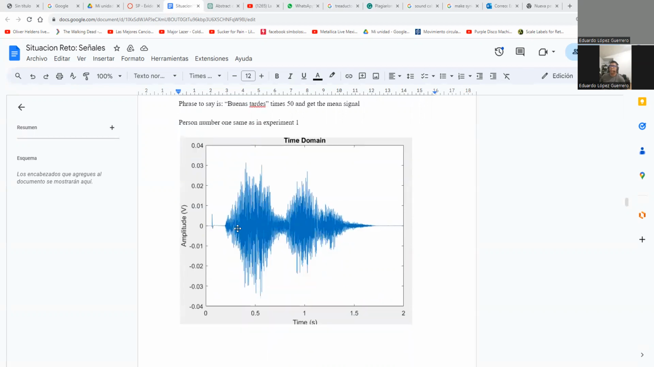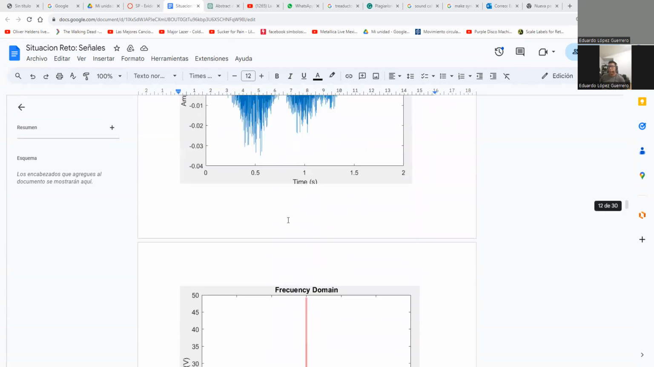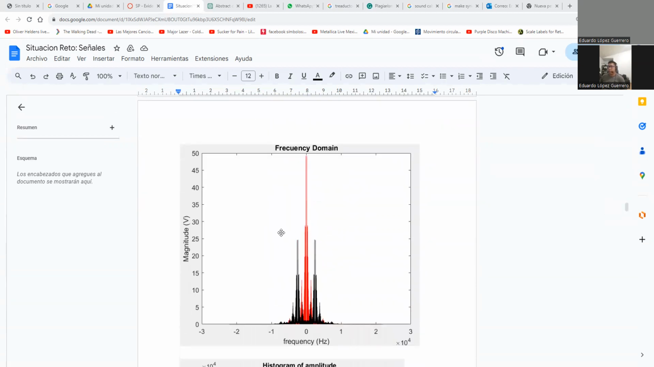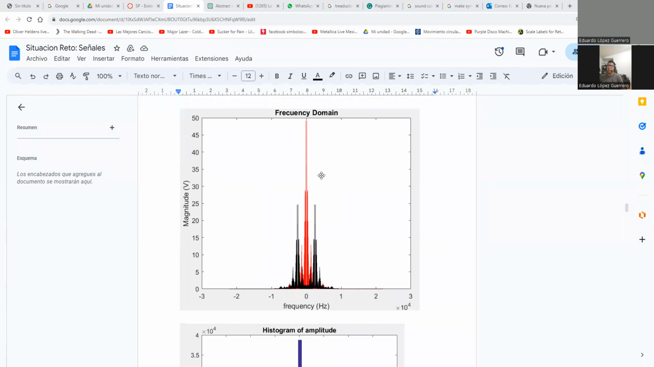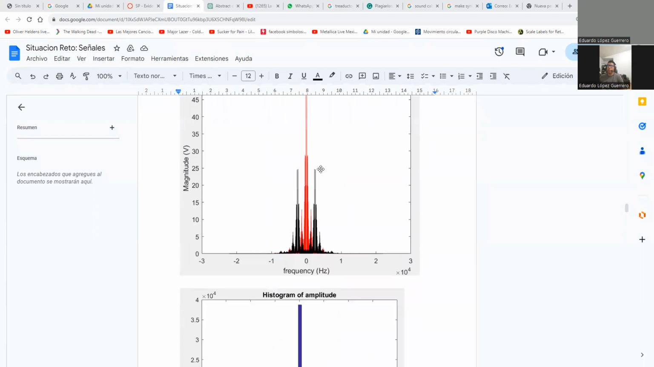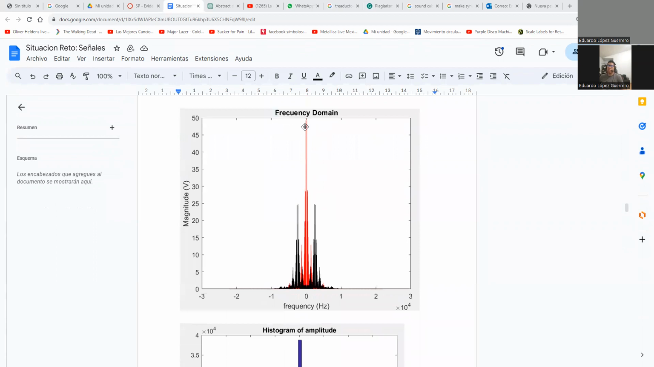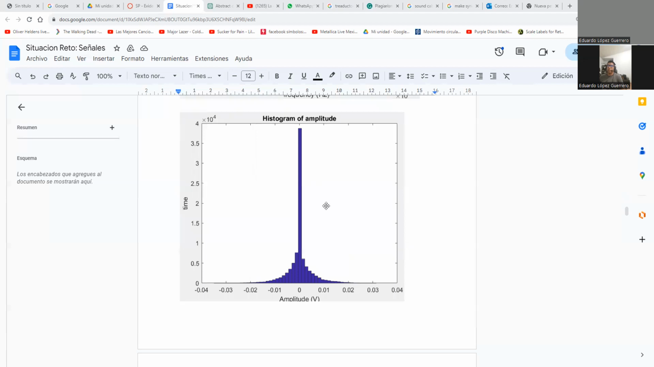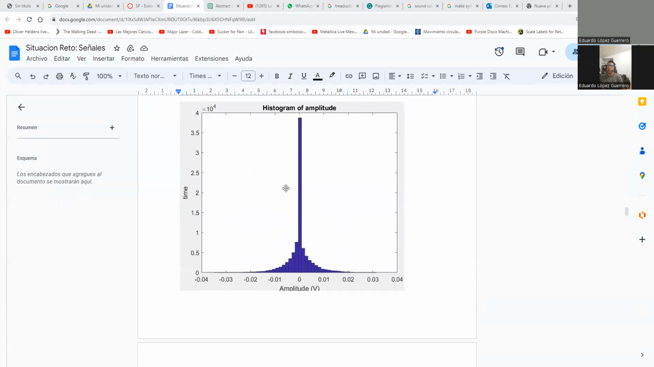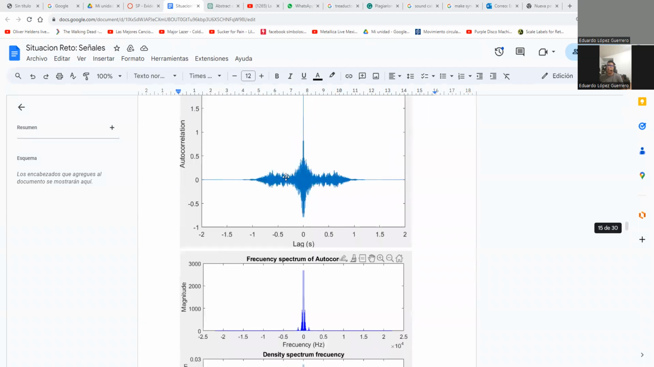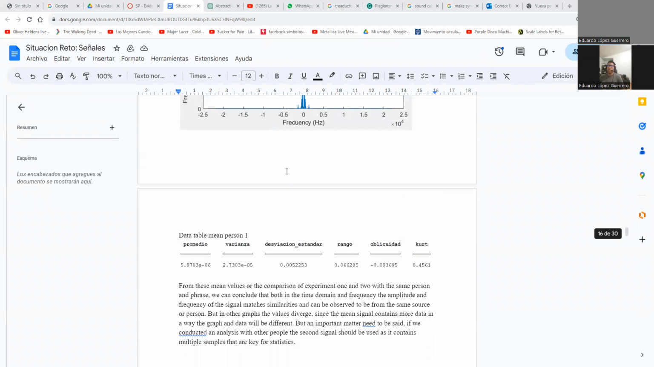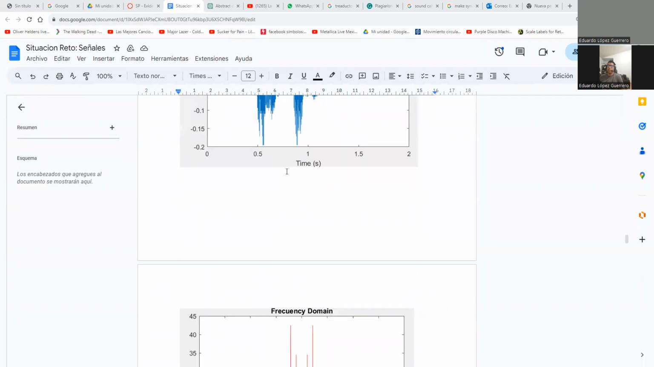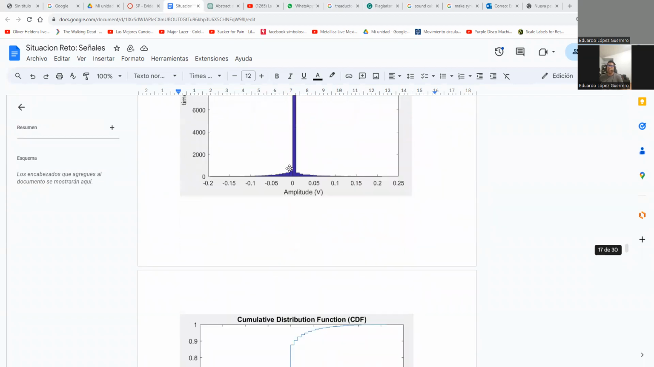As you can see here, we repeated this phrase buenas tardes 50 times, and we obtained the same analysis as we made in the first experiment, but now with the mean of the signal. As you can see here, it is within the frequency domain. We have a histogram here of the amplitude across the time and some other statistical analysis.